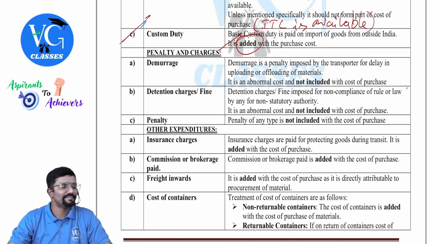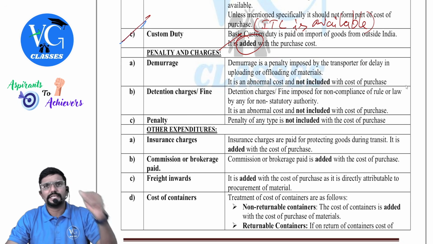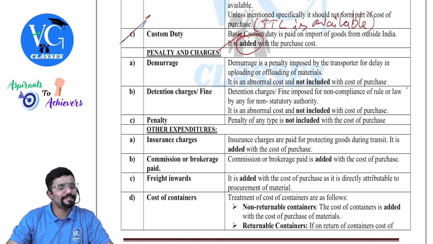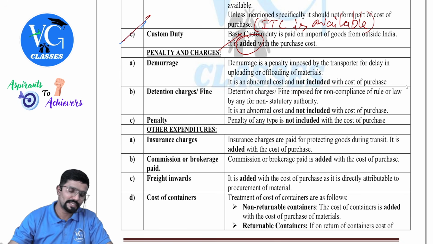You're wasting their time. It is an abnormal cost and not included with the cost of purchase. So should we add it to the cost of materials? No. Then next, detention charges or fine. Detention charges or fine are imposed for non-compliance of rule or law by any statutory authority. Will we add it, guys? No. It is again an abnormal cost, not to be included with the cost of purchase.